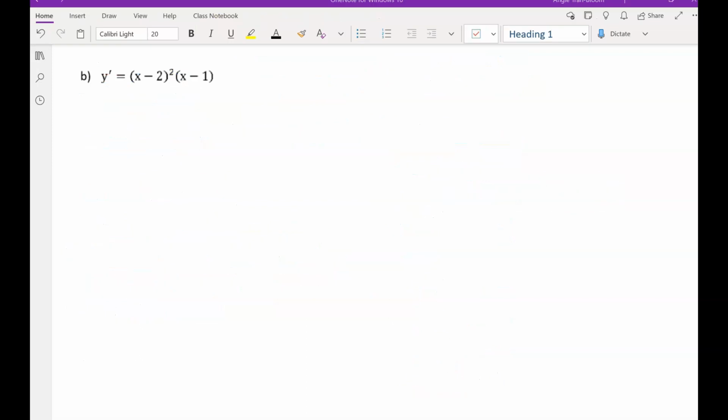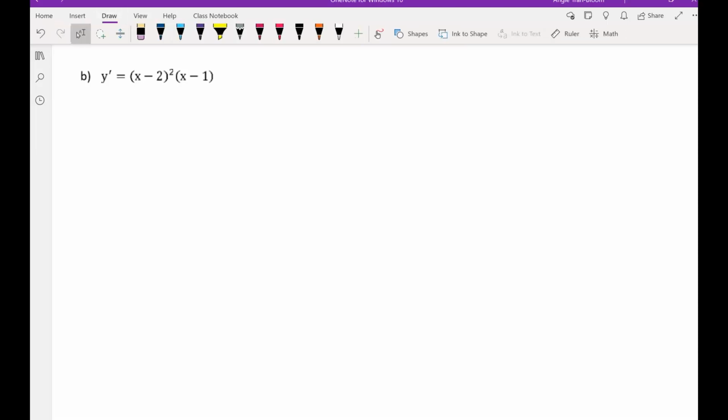All right, here's B. y prime equals x minus 2 raised to the power of 2 times x minus 1. So this one does not look as scary as, for example, A, right? So let's write down all the things that they are asking us to find. I'm sorry, the first one was local max, then B was local min, then C was the inflection points.